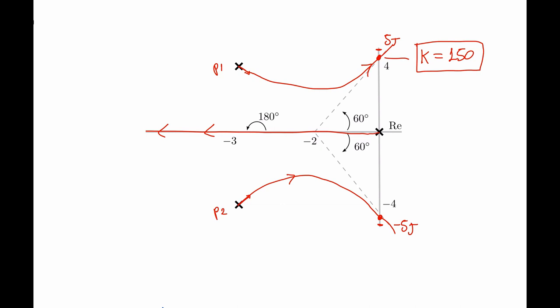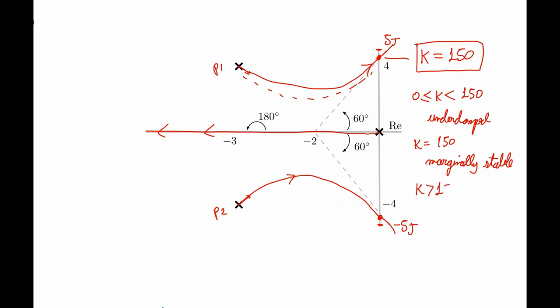What else can we say about this system? We know that when k is greater than 0 and smaller than 150, this system is underdamped because you have complex conjugate poles that will be present along this part of the root locus. When k equals 150, the system is marginally or critically stable. And when k is greater than 150, the system is unstable.